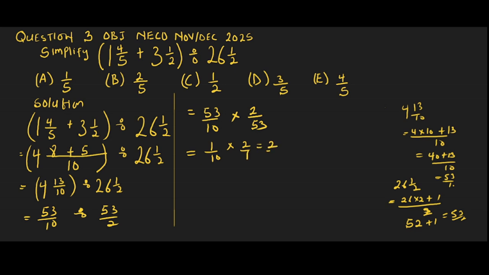And that's the same as 2 over 10. 2 over 10, by the time you simplify, 2 here goes once, 2 here goes 5 times. You have this to be 1 over 5. And that's option A.